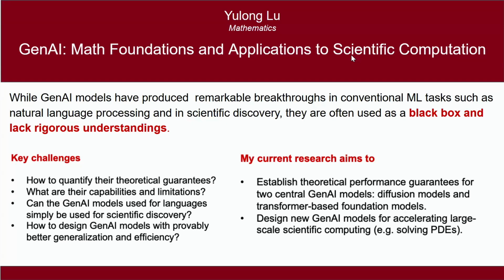So in the past few years, what we have been doing is to prove some rigorous guarantees for these two kinds of generative AI models that underlie many different applications. One is the diffusion model, and the other is the transformer-based foundation models. My second major line of research is to design new generative AI models with provable guarantees for accelerating large-scale scientific computing, especially for solving complex PDEs.